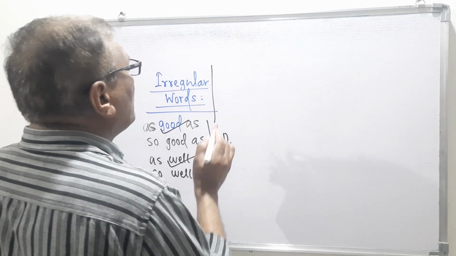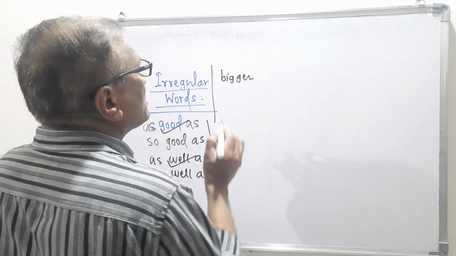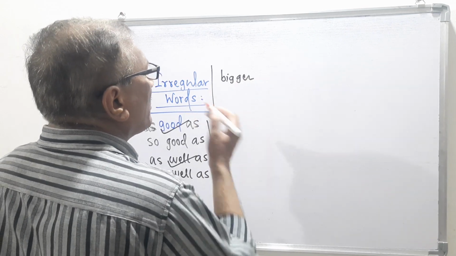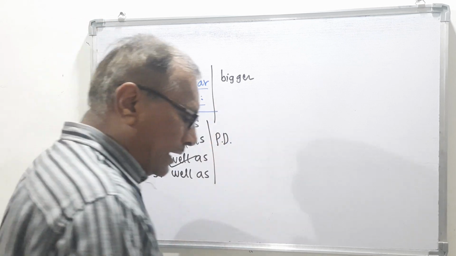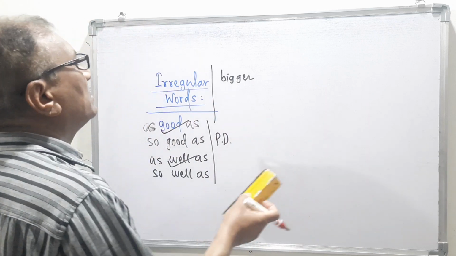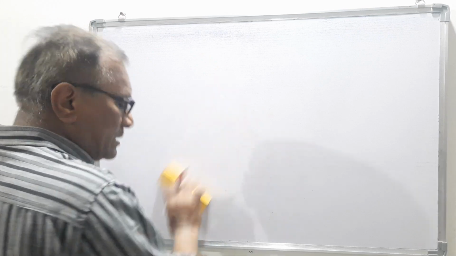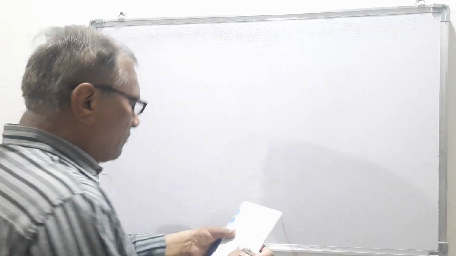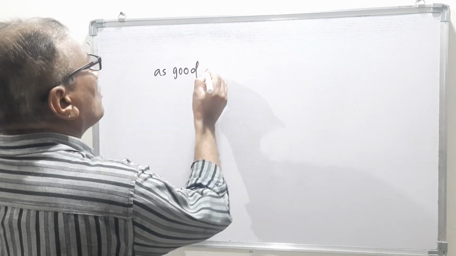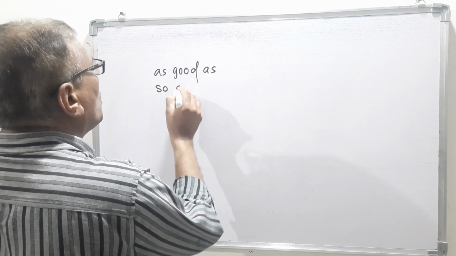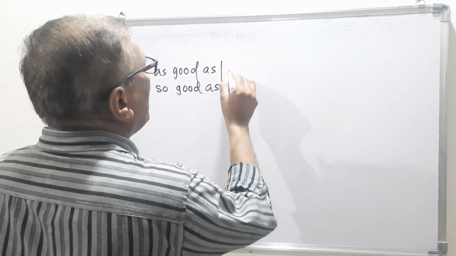And if we say bigger, biggest, smaller, smallest, more handsome than, the most handsome, in this way, if we see such words, then they are called regular words. But we are discussing here the irregular words, and we have taken good. So "as good as". Now these are the PD forms.